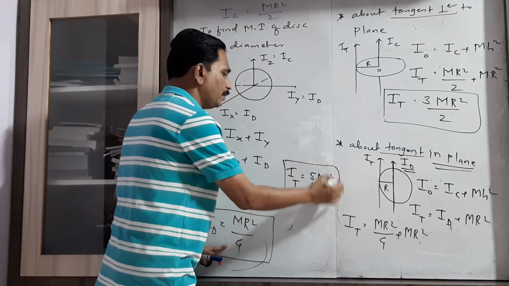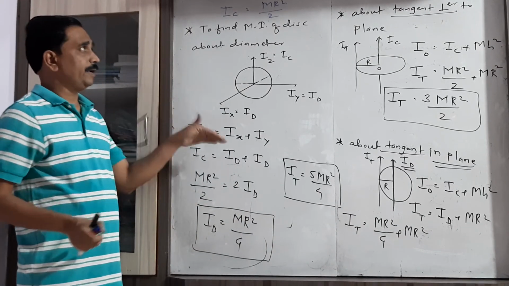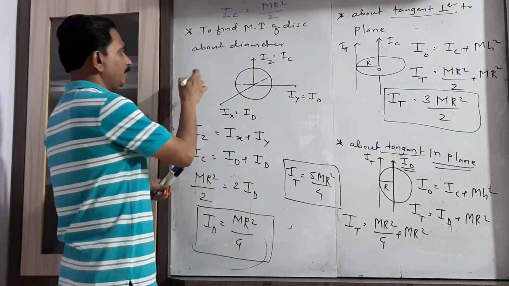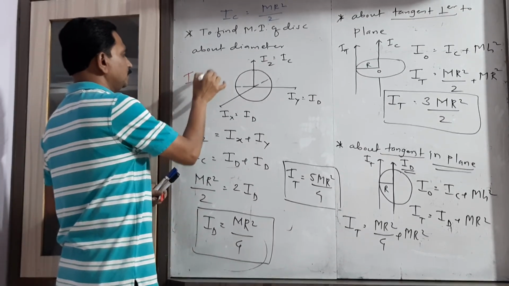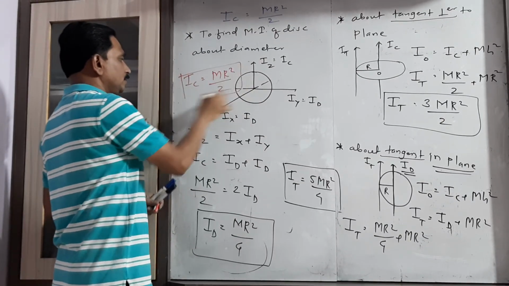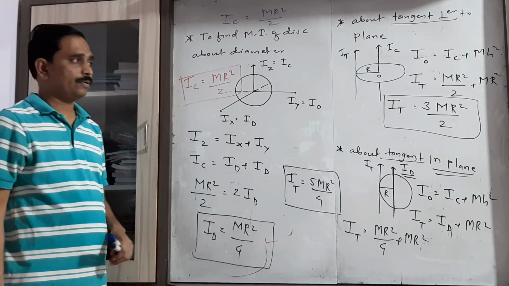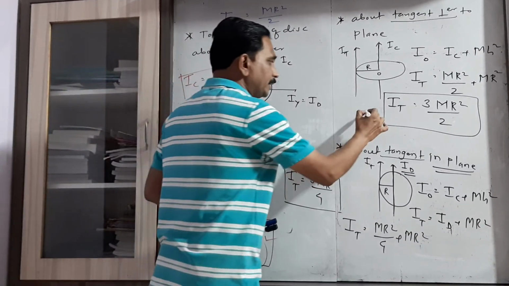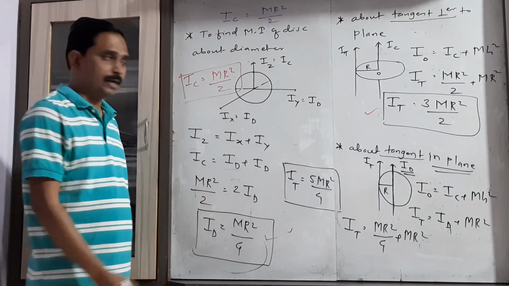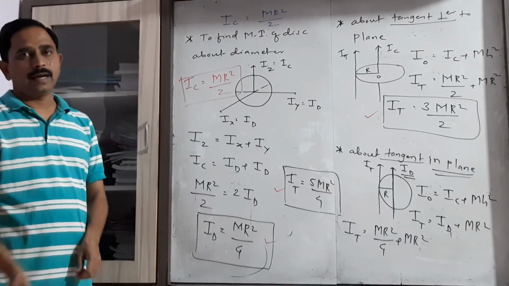So you have to keep in mind the various formulae of the moment of inertia of a disk. The first one is the moment of inertia of a disk about an axis passing through the center, that is mr square by 2. Second, about diameter, mr square by 4. Third, about tangent perpendicular to plane, 3 by 2 mr square. And the last one, about tangent in the plane, that is 5 by 4 mr square.